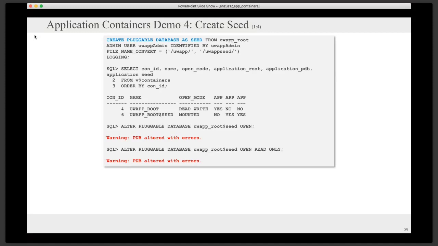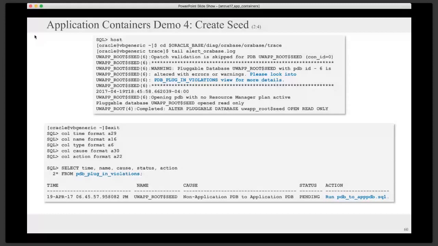I tried to open them. I tried to open it read-only. I get errors. You'll notice that that seed is mounted, so I'm trying to figure out how to open it. I'm just showing you my mistakes so you don't make them. And let's go to vert 2. And what I discovered, you created a seed. It is what it is.